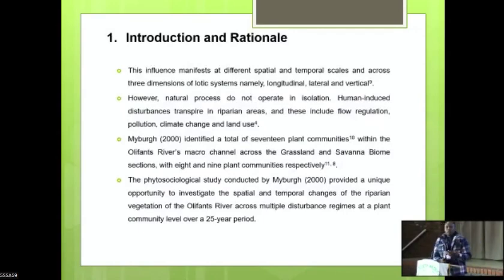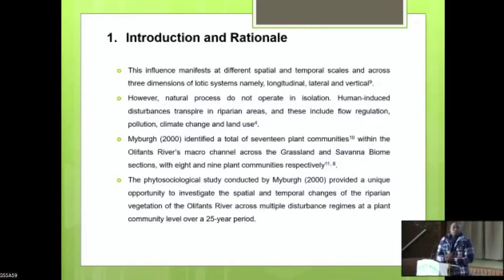This influence manifests across different spatial and temporal scales. And there are also dimensions where these systems happen. It's basically longitudinal, from the source to the mouth of the river, as well as vertical, the underground movement of water, and lateral, from your edge to your higher lying bank.